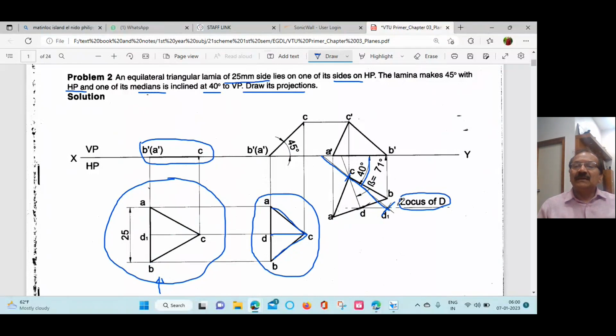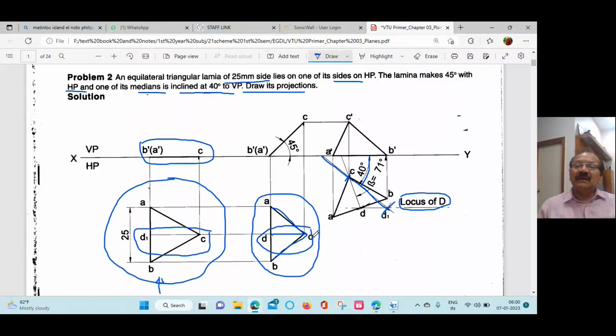Locus of D. Then come to the second figure. This is the apparent length of the median. So 40 degree is the true angle given in the data. Inclined 40 degree to VP is the true angle. So with that we have to take the true length of the median. That's why we took CD1 as the radius here the first time. Then we got the locus of D.